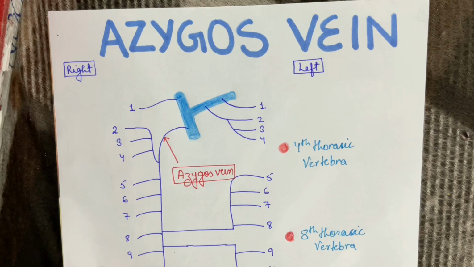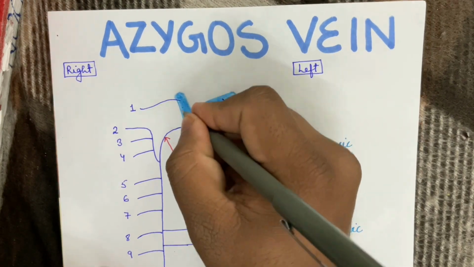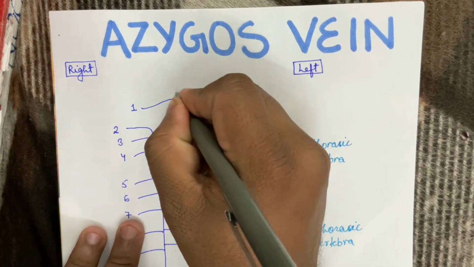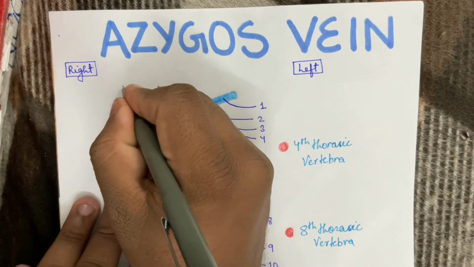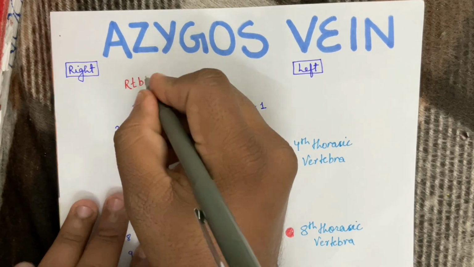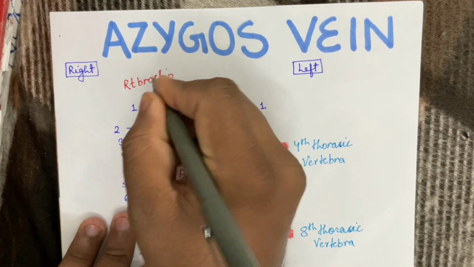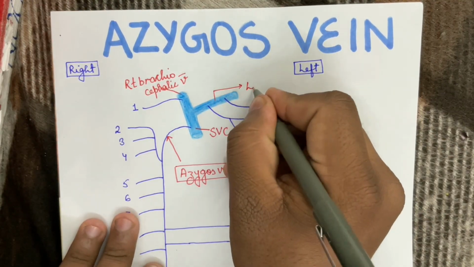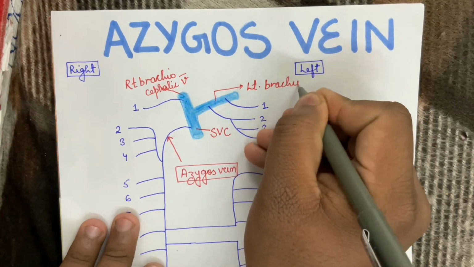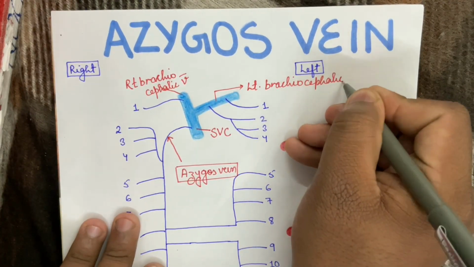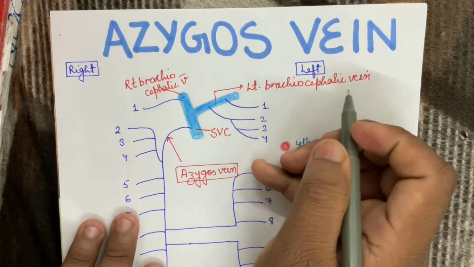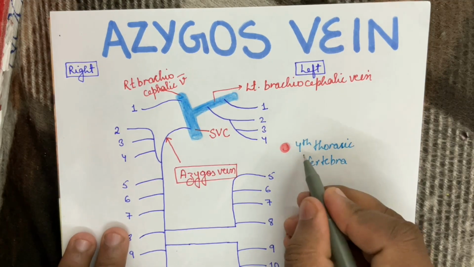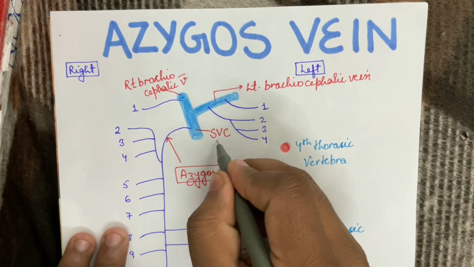This is the inferior vena cava. This is the superior vena cava. This is the right and left brachiocephalic vein. The right and left brachiocephalic veins join to form the superior vena cava. The azygos vein, at the level of the 4th thoracic vertebra, drains into the superior vena cava.